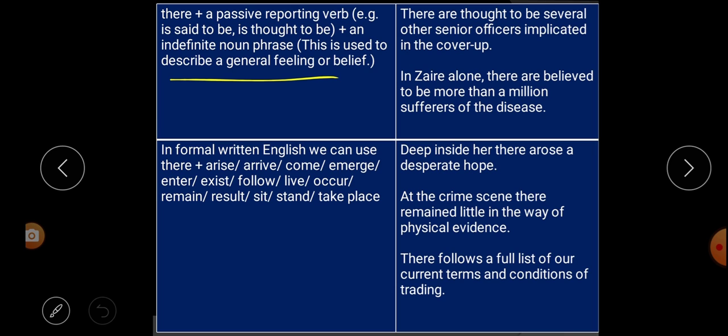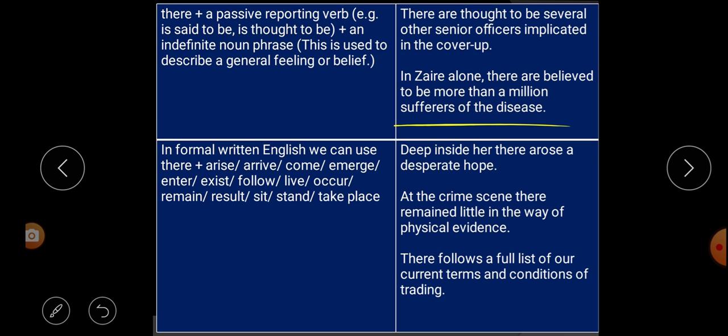So what is the rule? Look at the rule. There are here. Next, a passive reporting verb, that means is to be, is thought to be. Look here: thought to be. Then several. So in this way also we can introduce introductory there. There are thought to be several other senior officers implicated in the cover up.